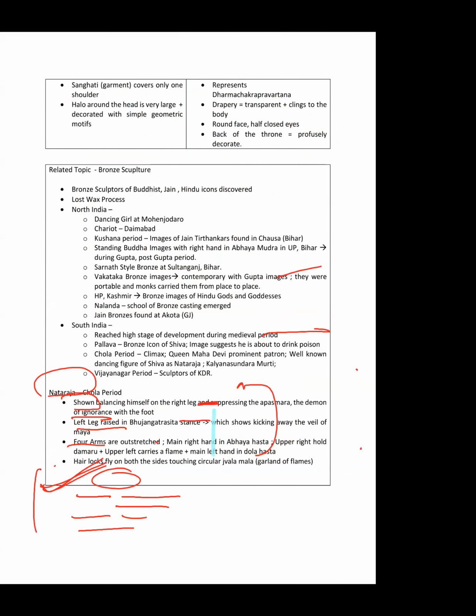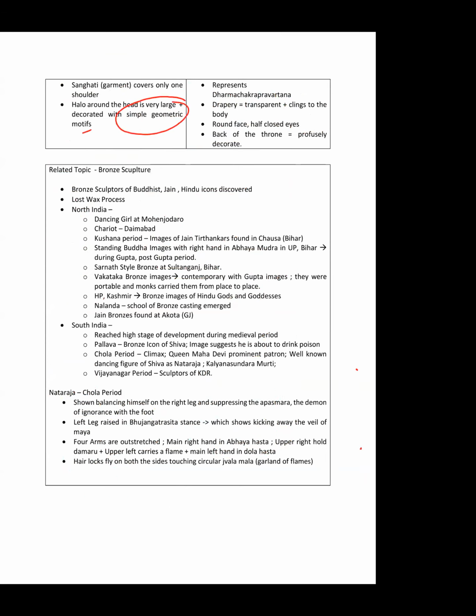The halo around the seated Buddha in Mathura is very large, right? It is decorated with simple geometrical patterns, right?